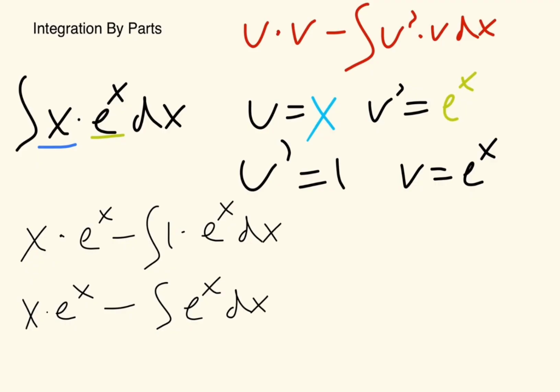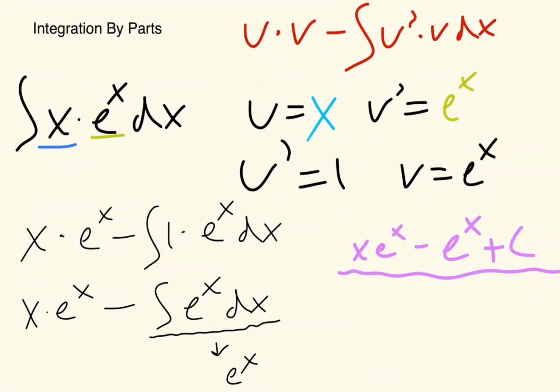Now, we need to find the antiderivative of e to the power of x, which, in my opinion, is the easiest part. The antiderivative is just e to the power of x. Now, we just write our final answer, which is x times e^x minus e^x, and always remember plus c. You always write plus c in these types of problems. And that's our final answer. And that's integration by parts.